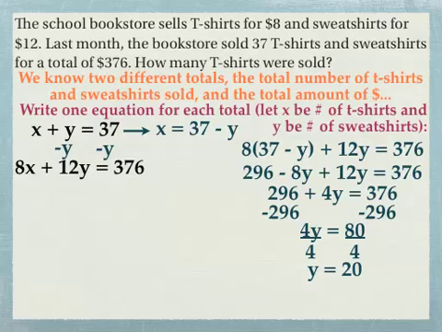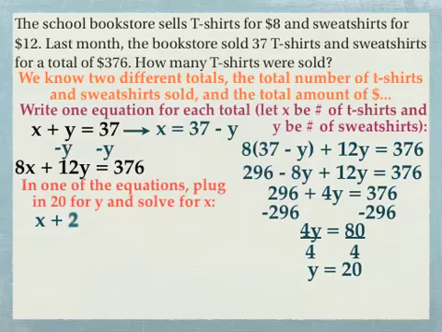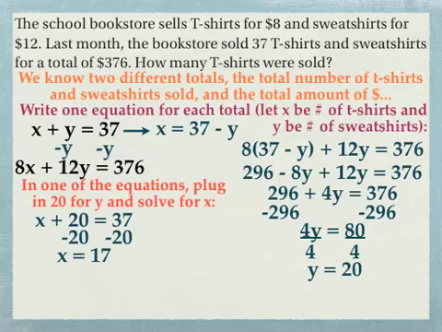So when we plug in 20 for y, that's going to be x plus 20 equals 37. All I have to do to solve for x is subtract 20 from both sides. When I do that, I get x equals 17. So to combine these, I would have the ordered pair 17, 20. I am not done yet.